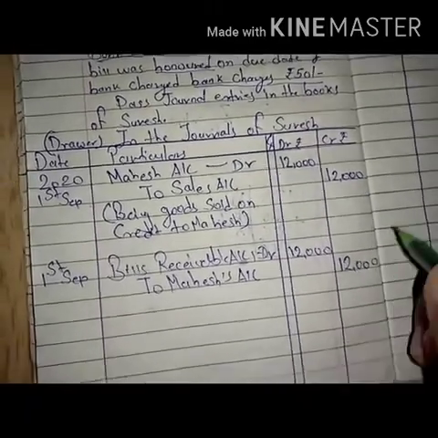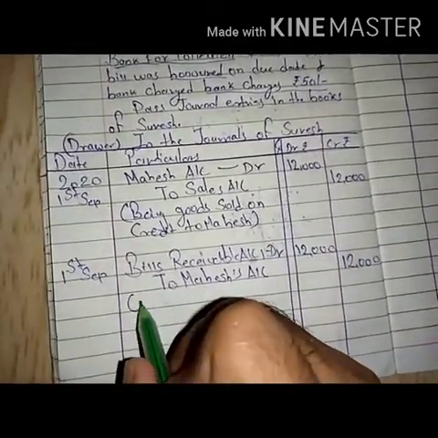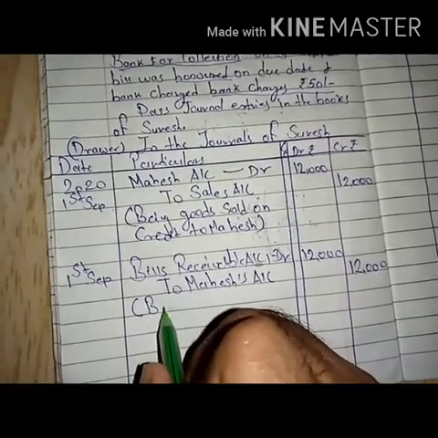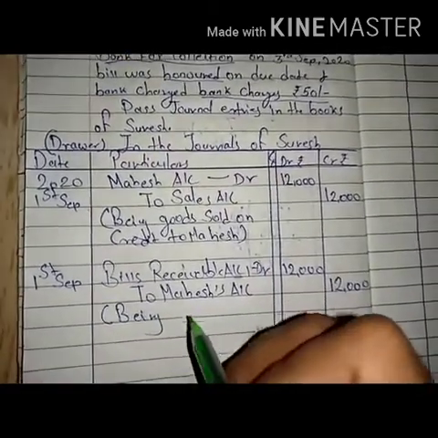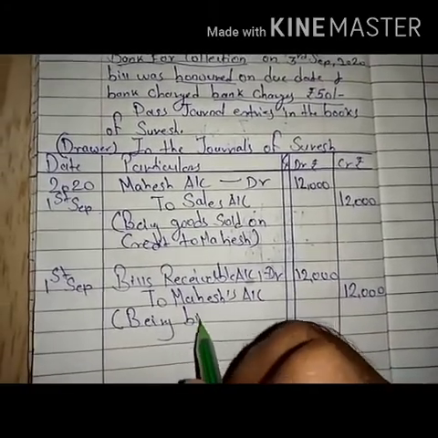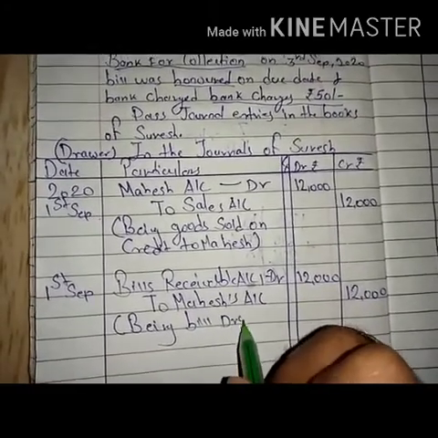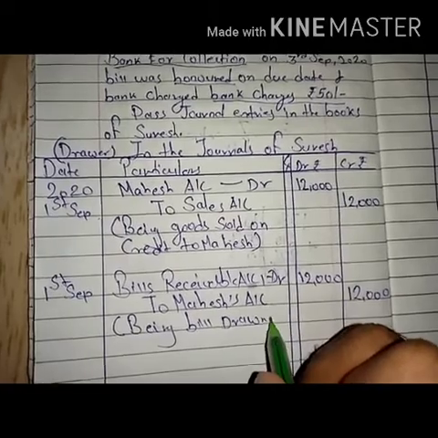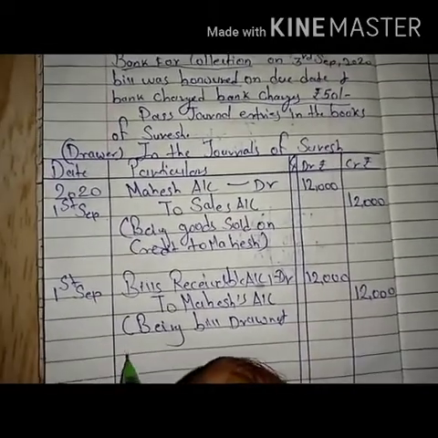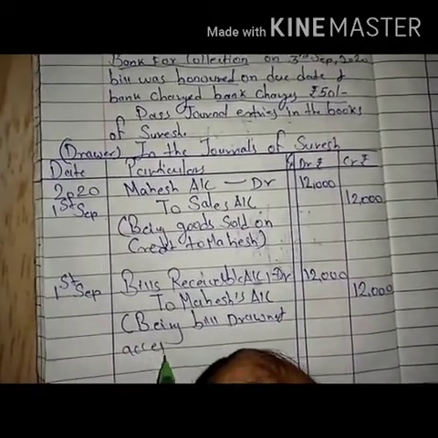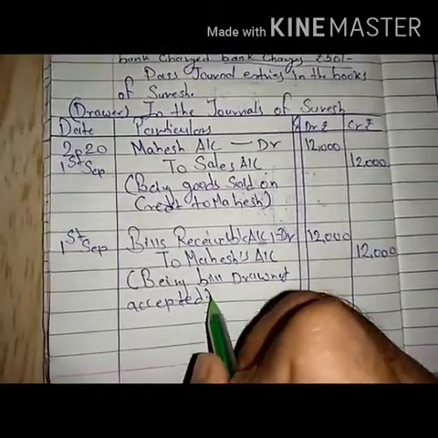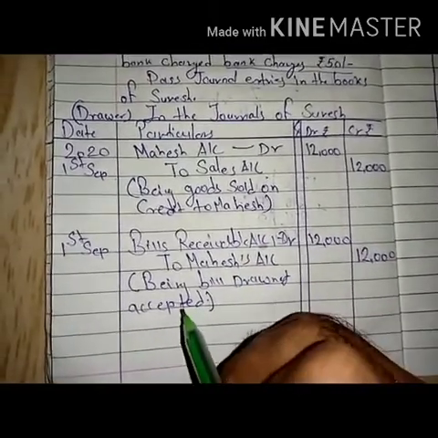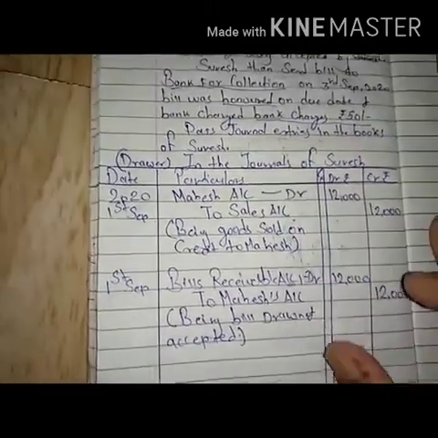You should write the proper amount. If the amount is not properly written, then your marks will be deducted. Being well drawn and accepted. So the bill is drawn and duly accepted by Mahesh.